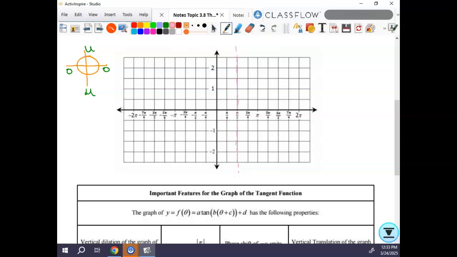When's the next time I'd have a vertical asymptote? 3 pi halves, okay? And then if I started here and went clockwise, that would be at negative pi halves. And then again at negative 3 pi halves. Okay? So already you can tell this isn't going to look anything like sine and cosine.